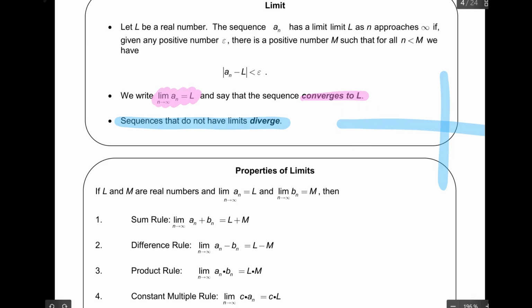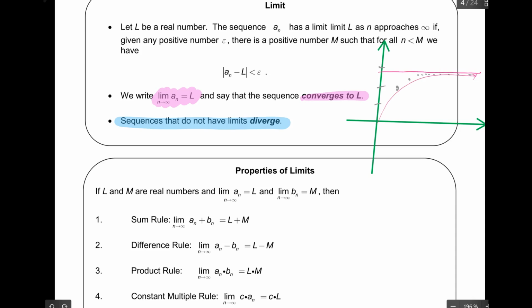Another way to see it: the first one we were talking about, 1, 2, 3, was like 2, 2.5. It almost looked like this type of graph where there's a horizontal asymptote at 3, and you can see we're clearly converging on it. Versus something that doesn't converge, it just gets bigger forever.